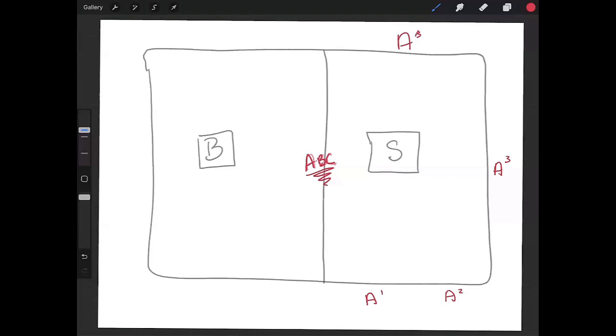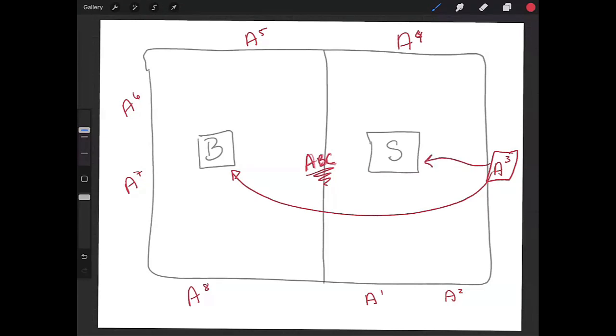ABC, that's A4, that's A5, A6, A7, maybe A8. There could be 8 agents, and maybe A3 is talking to both the buyer and the seller, but they're still going to stay neutral. You see how they're not on the field? There's this line right here. They can't be given secrets or advice that's going to hurt or help somebody. Make sense? Yeah, I like that analogy.